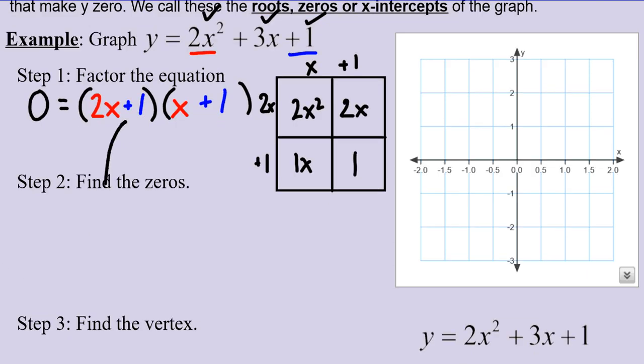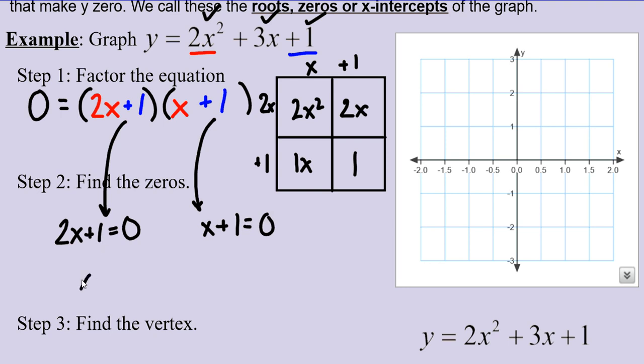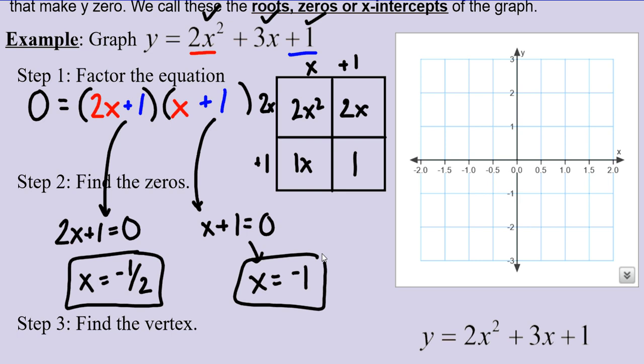If I want to find the x-intercepts, I solve each equation and want to know when would x make that statement be equal to 0. Make each factor equal to 0. 2x plus 1 either equals 0 or x plus 1 equals 0, because they're multiplying and making 0. I solve by subtracting 1 and then dividing by 2. So that's -0.5. This other one, -1. So there's my two x-intercepts.